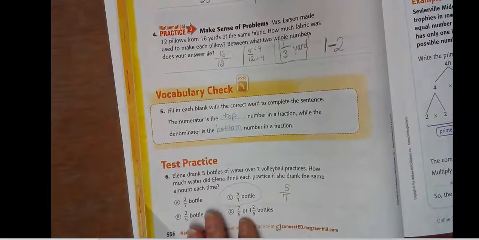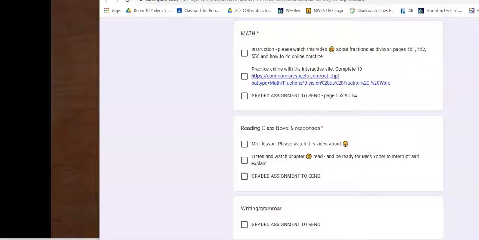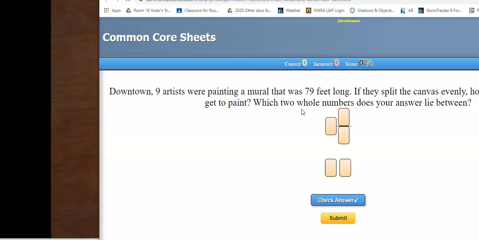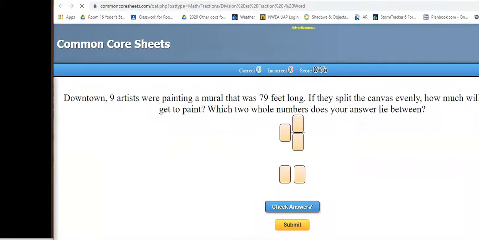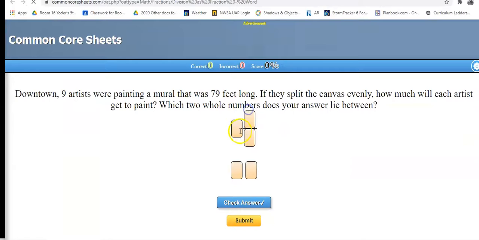Two things that I want you to do. Before you do today's homework, I want you to go ahead and do the practice online. Once it loads up here, you'll see that it looks like this. So it has very similar story problems.